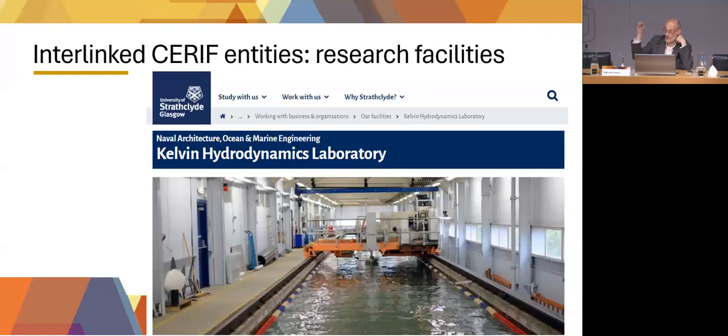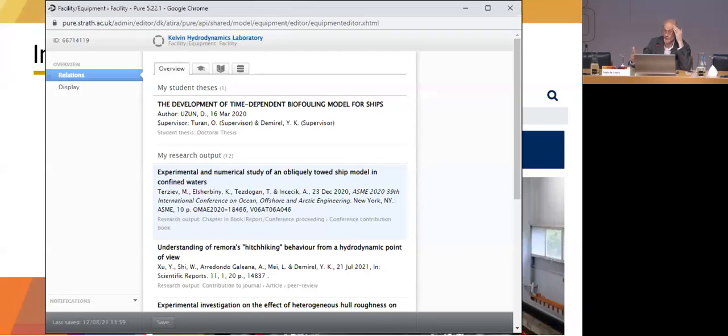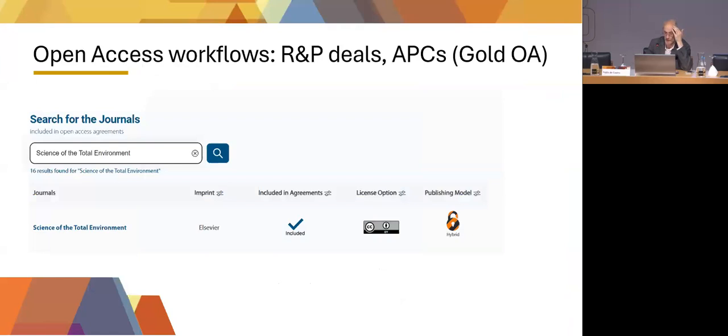Research facilities is another piece of the research graph where you can pull. This is a hydrodynamics laboratory at Strathclyde, and you can search in the CRIS what publications are acknowledging the use of that specific research facility. And you find student theses, and you find articles, and you find data sets. So all is there. And making it openly available is kind of open science at its best.